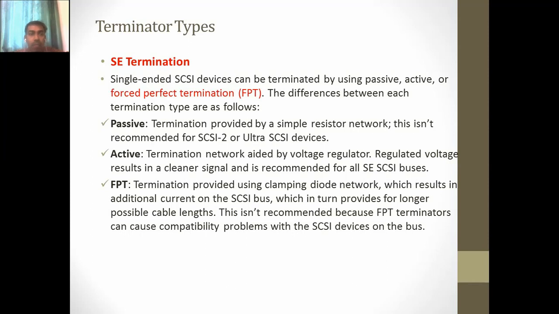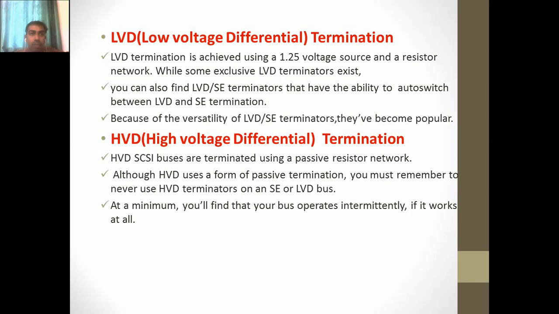And then FPT, or forced perfect termination, is the third of these terminator types. It is provided using a clamping kind of diode network. So that can result in additional current on the SCSI bus. This kind of terminator is also possible for long cable lengths. So that is another main concept related to this terminator type.